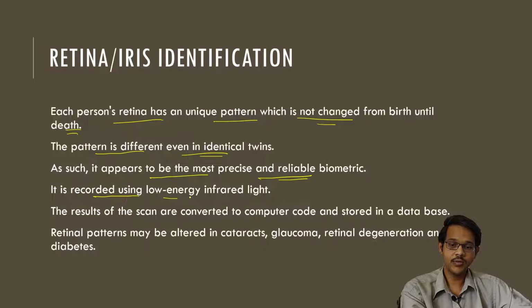It is recorded using low energy infrared light which is thrown into the eye. Then the reflection is recorded on a camera. Using the camera, they record the retinal pattern, which is stored in computers. The result of the scan is converted to computer code and stored in the database. Retina patterns may be altered in cataracts, glaucoma, retinal degeneration, and diabetes. Other than that, it usually doesn't alter from birth to death and is highly specific for individuals, unique even in identical twins, and can be used for identification of a person.